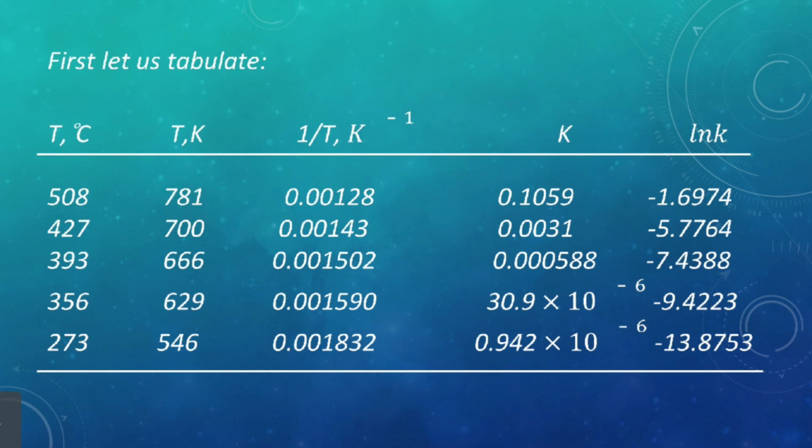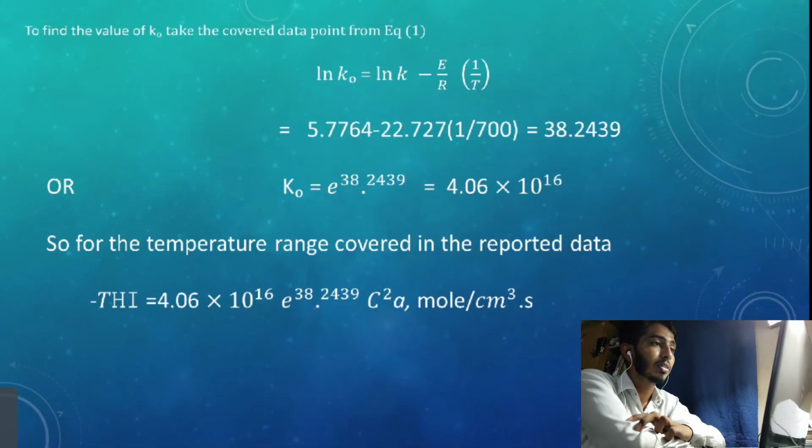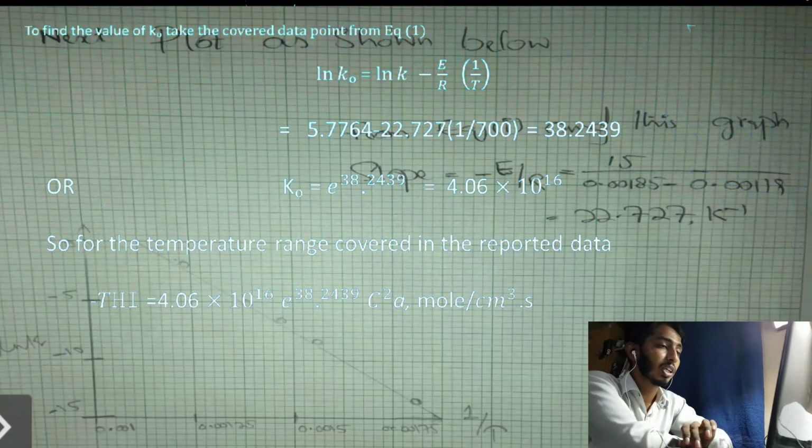Here is the temperature in centigrade, in Kelvin, then 1 upon T in Kelvin inverse, and ln K. The solution of this, to find the value of K, we are going to find the K values. ln K naught is equal to ln K minus E upon R into 1 upon T. Here 5.7764 minus 22.727. We get the value 22.727 from the slope in the graph.